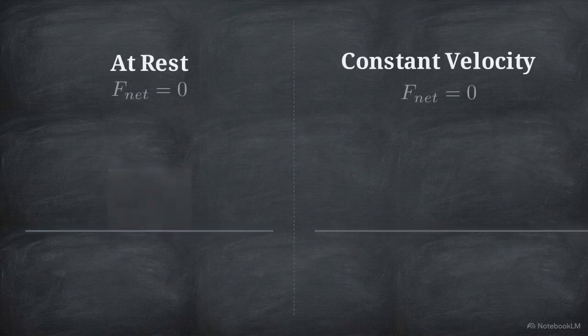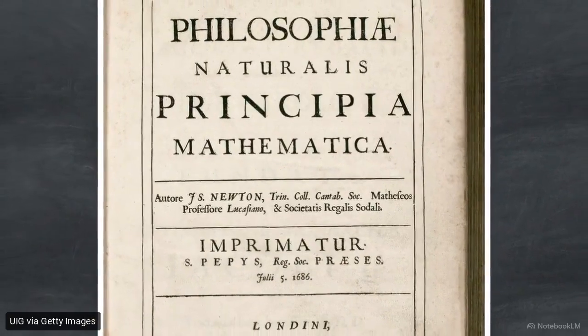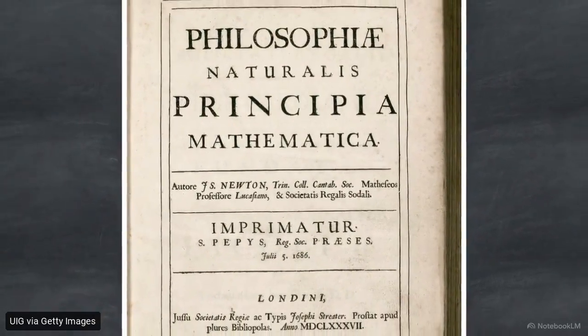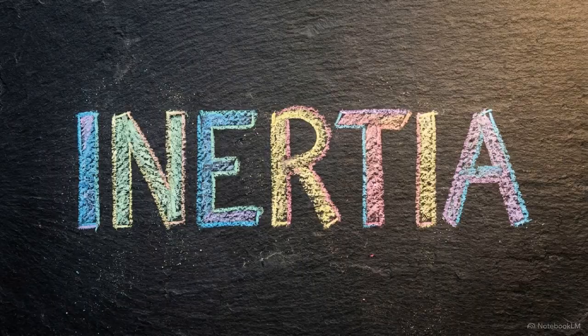A book resting on a desk and a hockey puck gliding across frictionless ice share a defining trait. Both maintain their current state indefinitely. To change an object's velocity, to start it, stop it, or turn it, requires the application of an unbalanced force. These principles of motion were first codified in 1687, when Isaac Newton published his Mathematical Principles of Natural Philosophy.